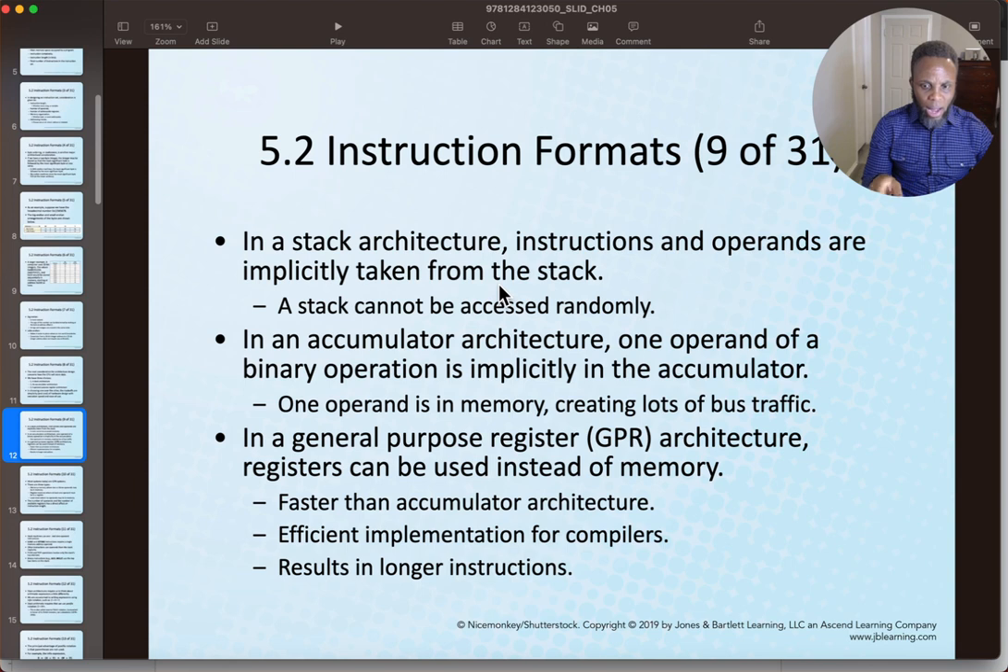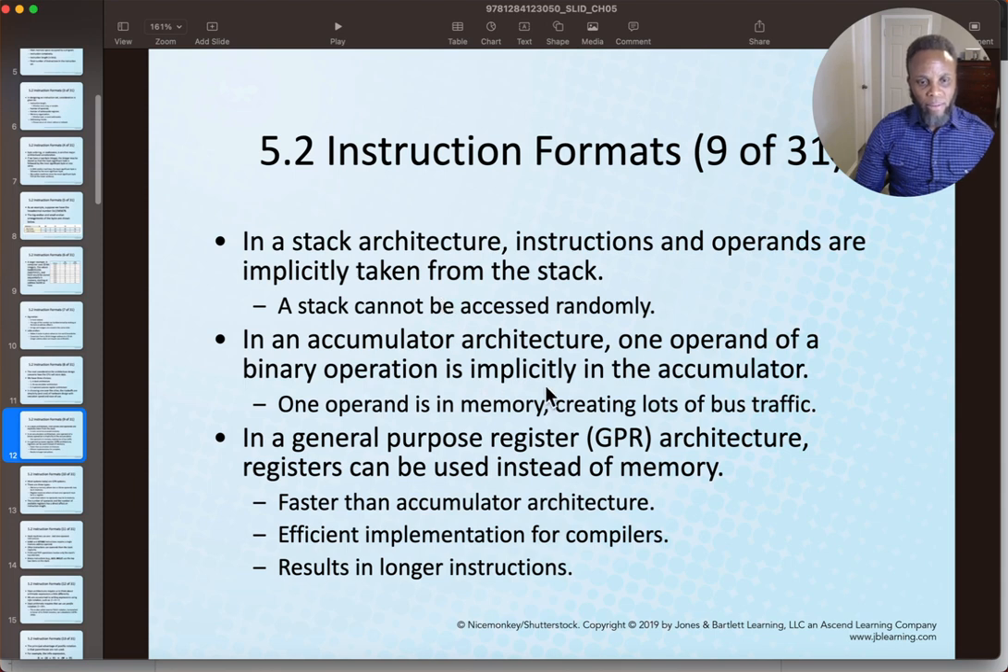So I'll just skip this one, but it talks about the stack architecture, which I talked about. Operations, instructions, and operands are implicitly taken from the stack, right? You push in and pop out, last in, first out. So you cannot just access items randomly in the stack. You have to pop out the thing that was last pushed in. So that's one of the limitations of using stack architecture. It's very limited in the way that you can address data.